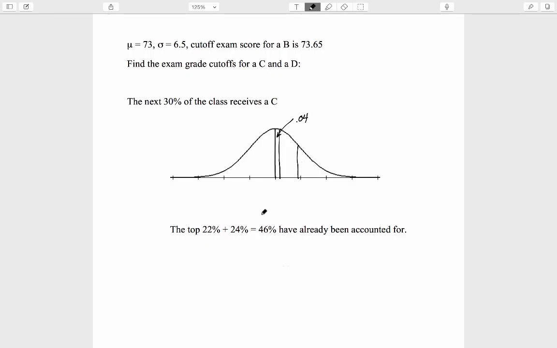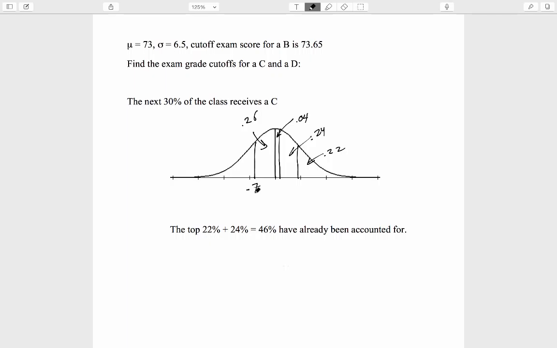We also already know that 22% of the class plus another 24% of the class, that's 46% of the class, have already been accounted for. That leaves 4% of the class above the mean and in the C range. And since the C range consists of the next 30% of the class below the B range, that means that there's another region just below the mean, running from the mean to somewhere, containing 26% of the class.